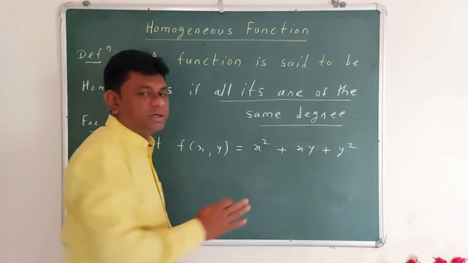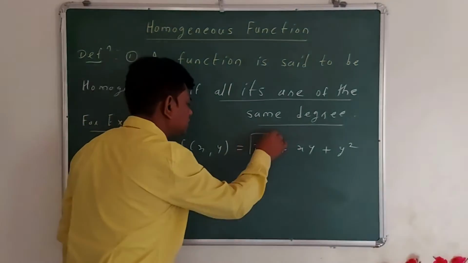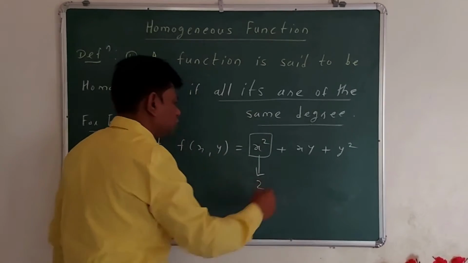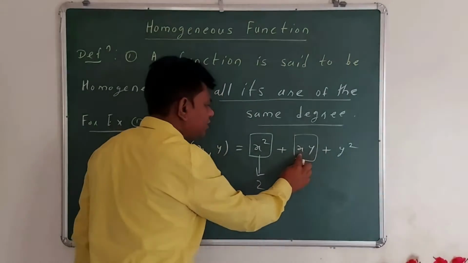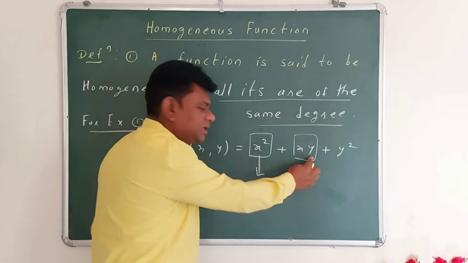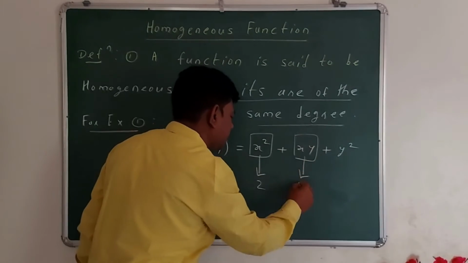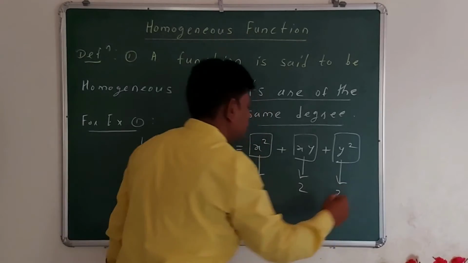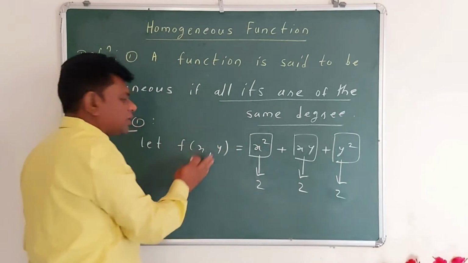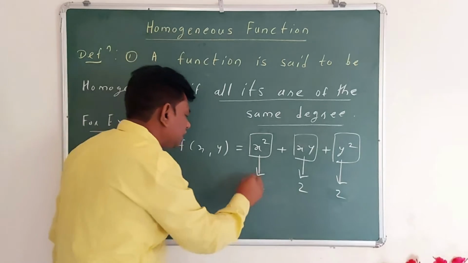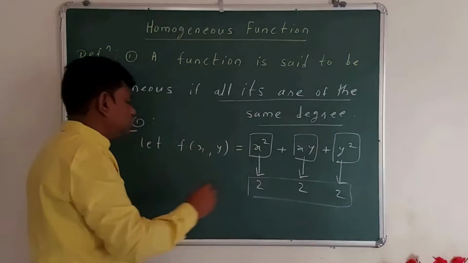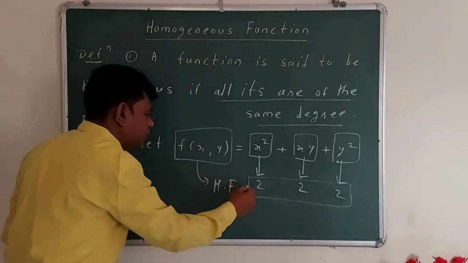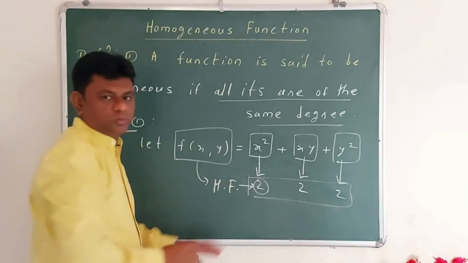Now we count the degree of each term. So this is the first term, and the degree of x square is 2. Now degree of x is 1 and degree of y is 1. Therefore the degree of this product xy is 2. Now this is the last term and its degree is again 2. That means every term of this given function has the same degree, that degree is 2. Therefore this given function f(x,y) is a homogeneous function of degree 2.